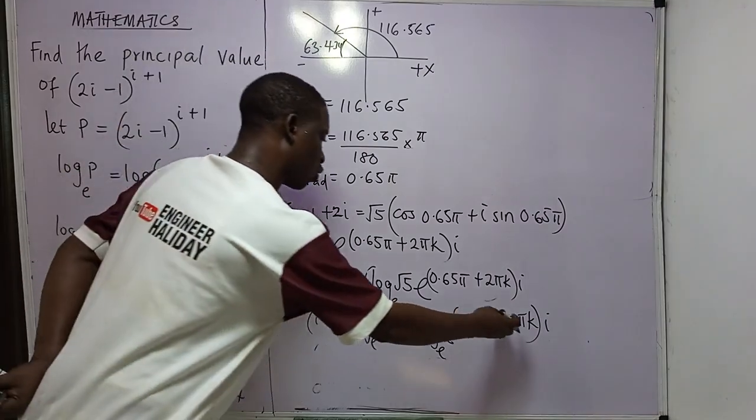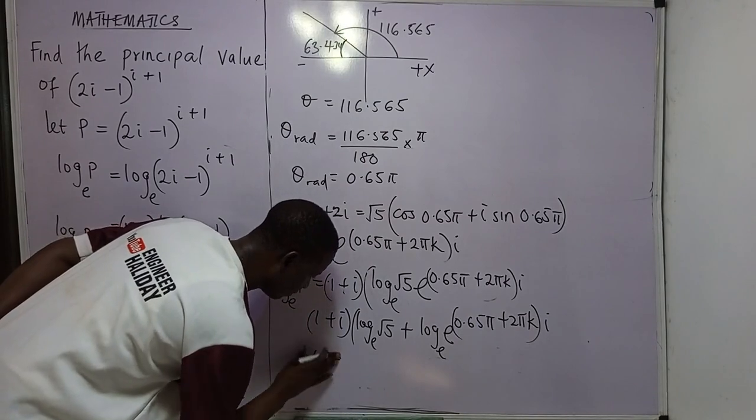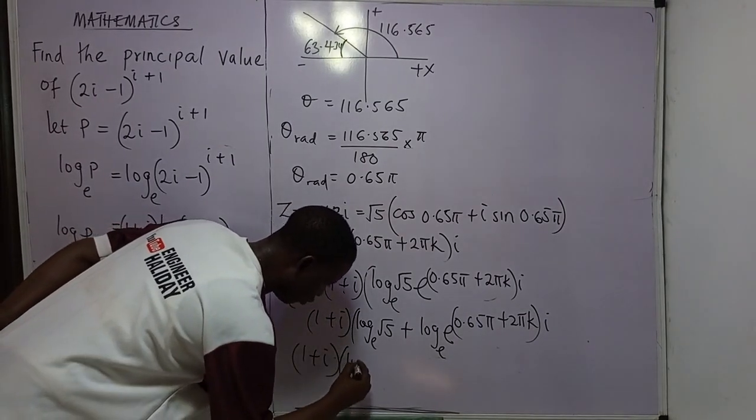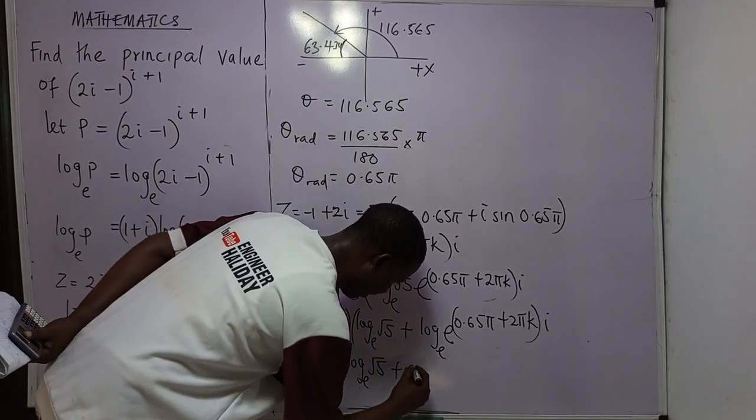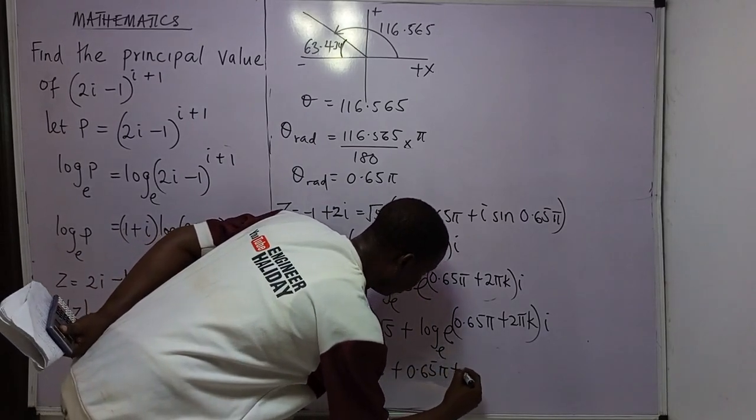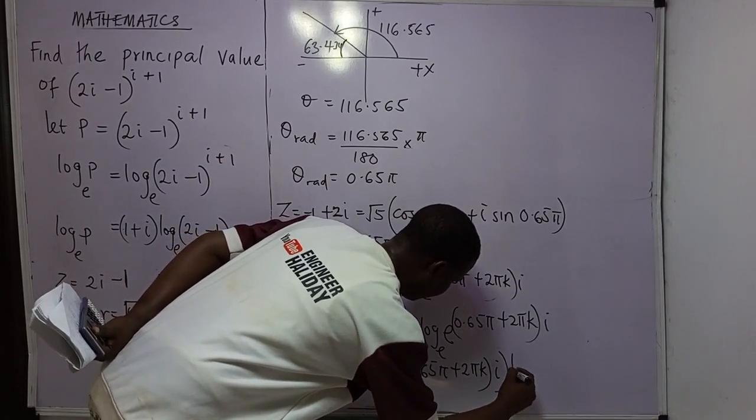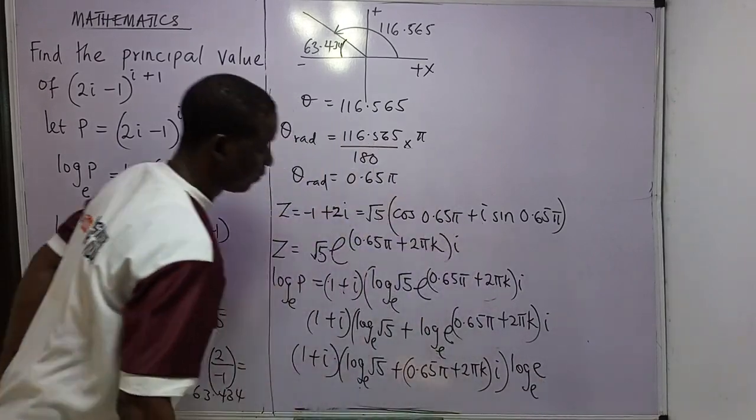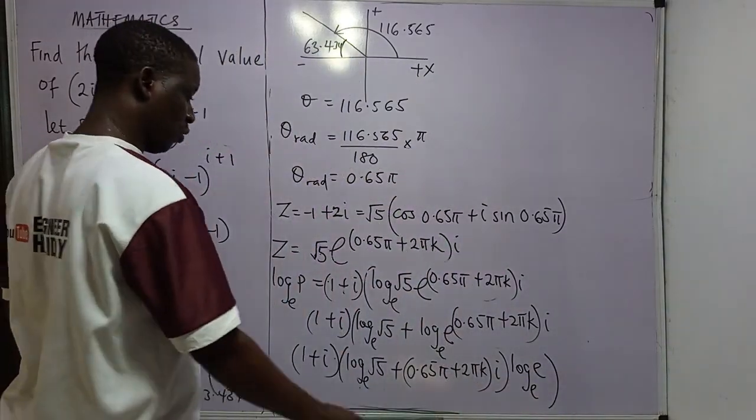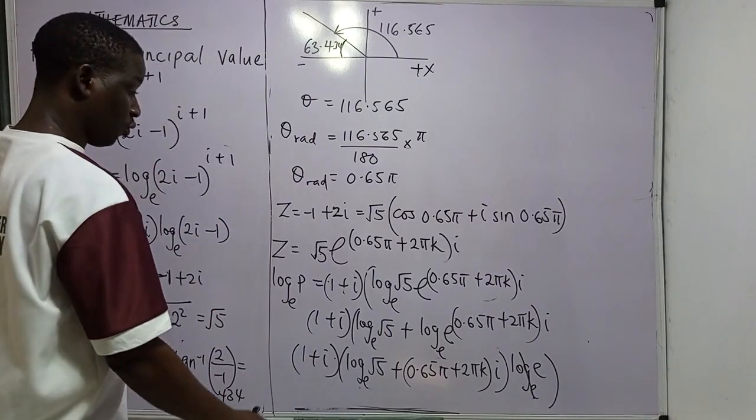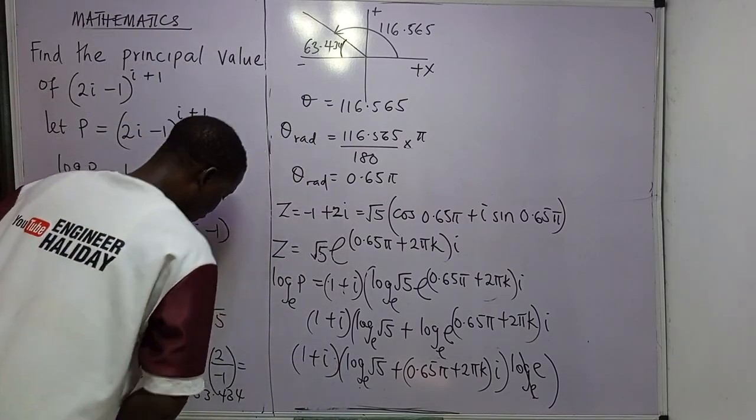So that this one will not drop. So if it drops, we would have what? 1 plus i, then log to base e to the power of square root of 5, plus this one will drop as 0.65 pi plus 2 pi k i, multiplied by log to base e to the power of e. So that's what we are going to have. But this one will cancel as 1. So what we are left with now in the bracket is this multiplying this one. So what do we do now?